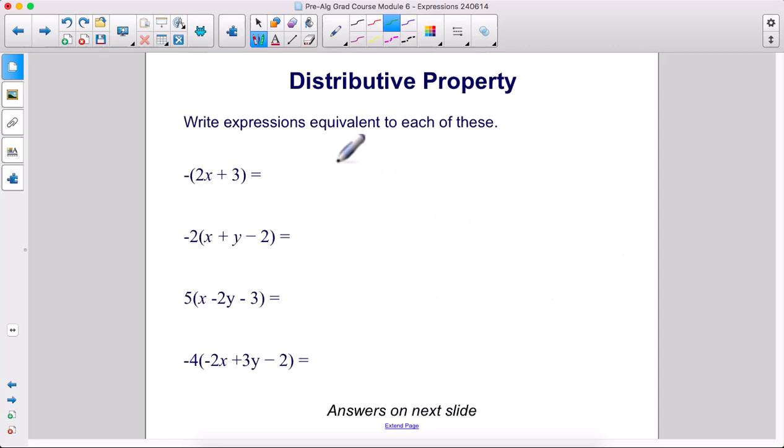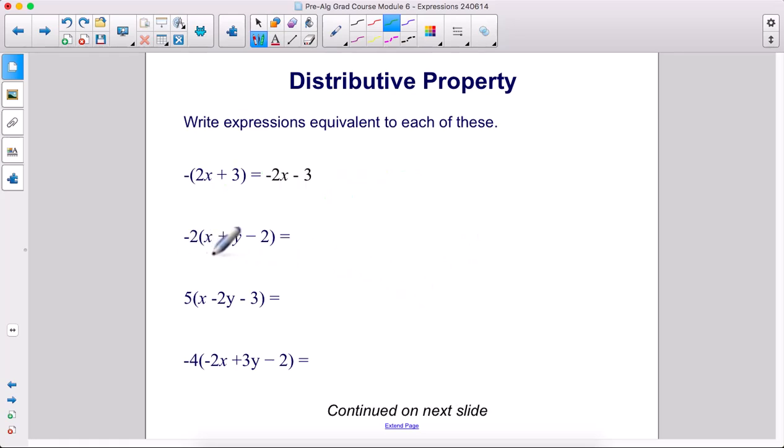Write expressions equivalent to each of these. All right, so this is negative 1 distributed to 2x. So negative 1 times 2x plus negative 1 times 3. So that is negative 2x minus 3.